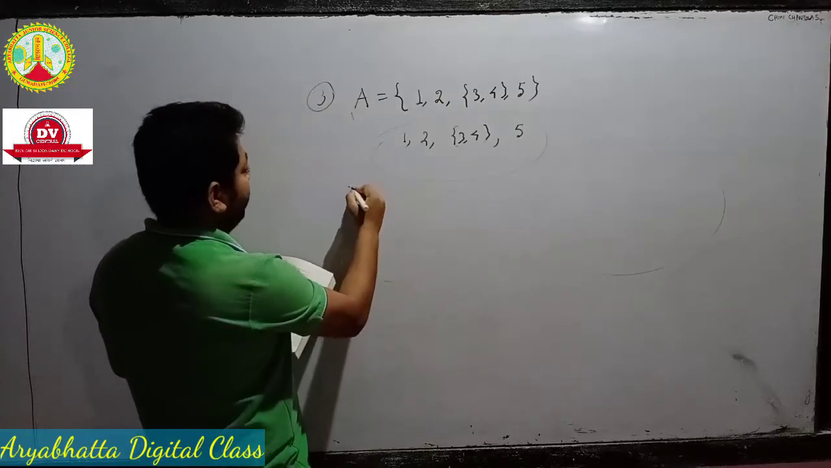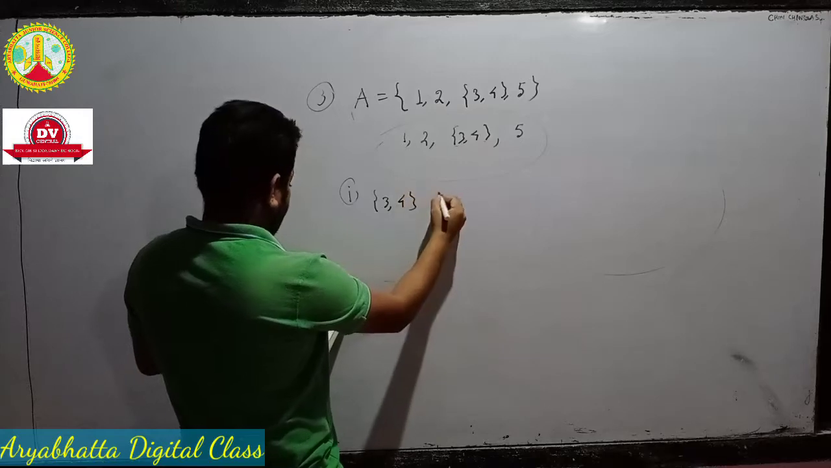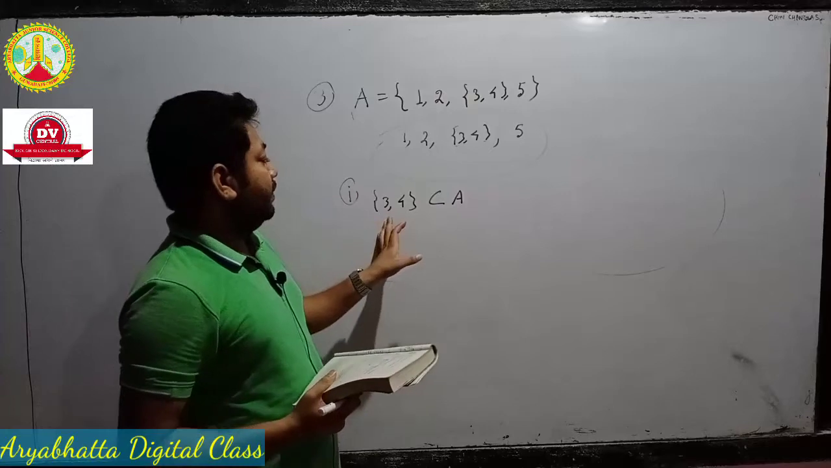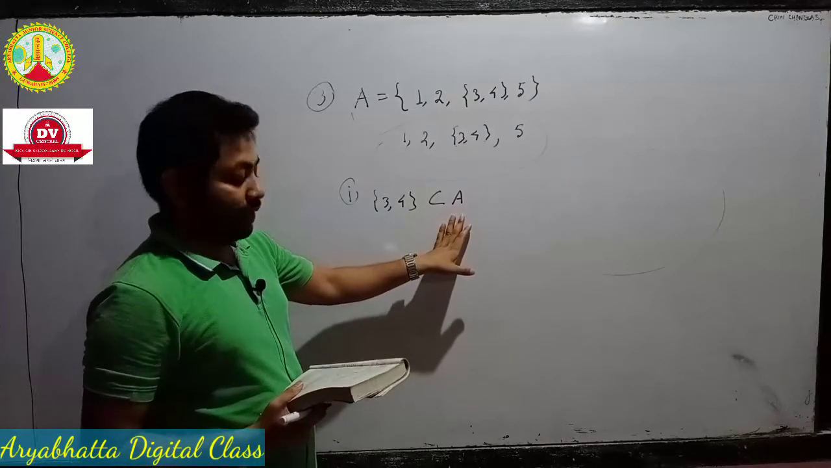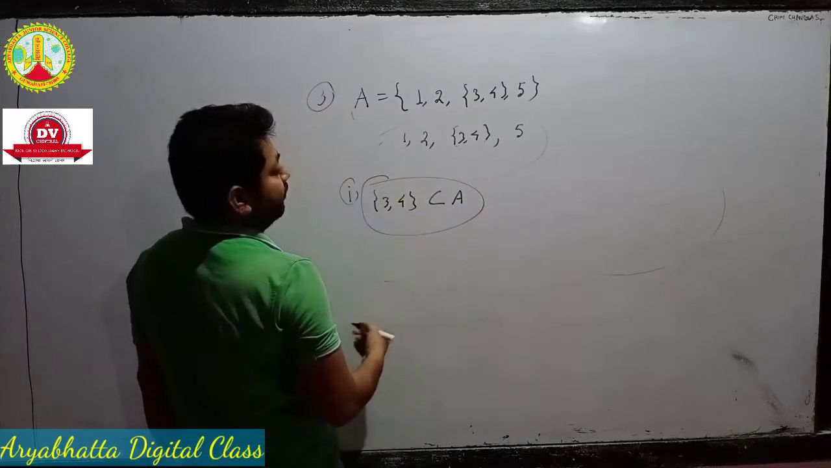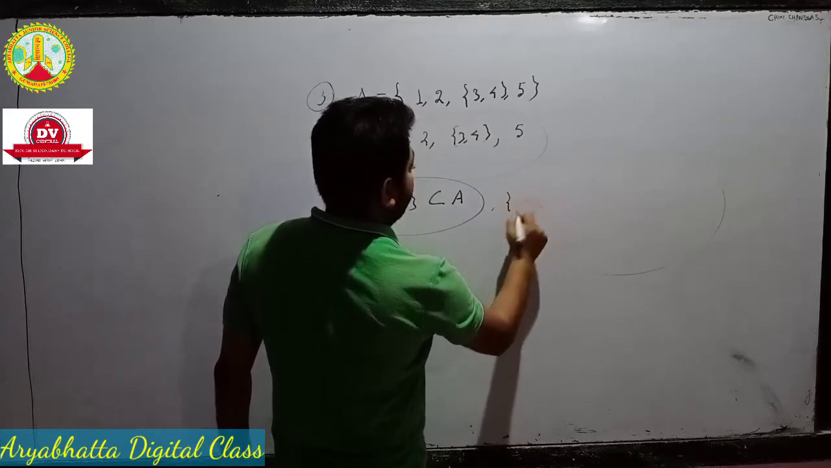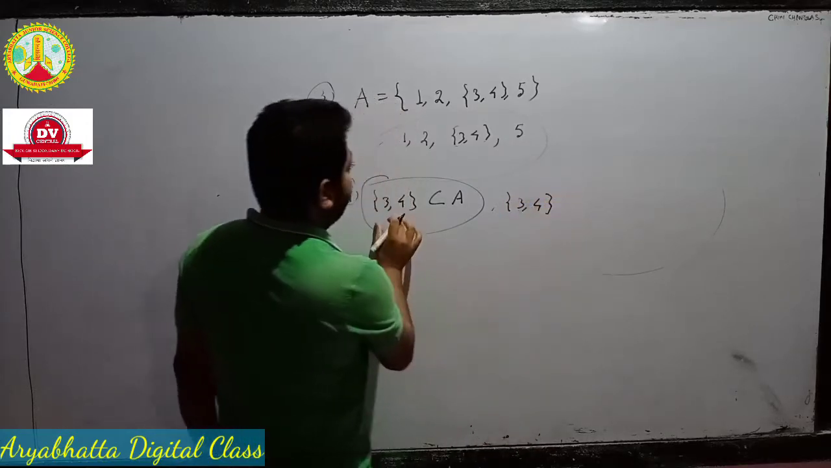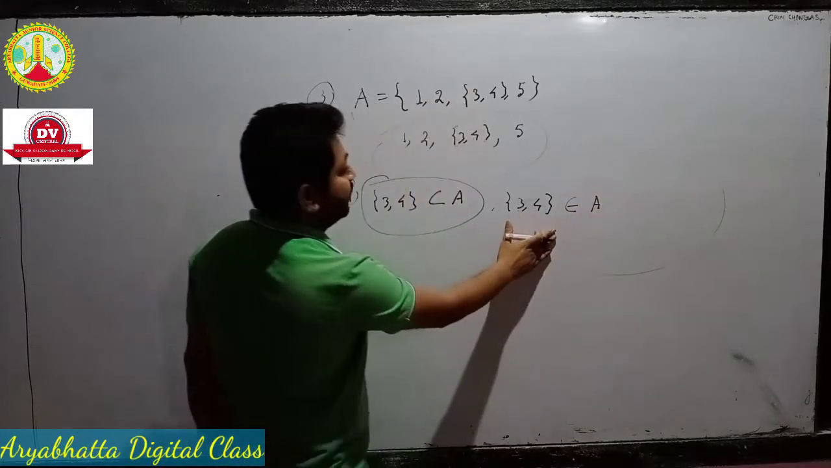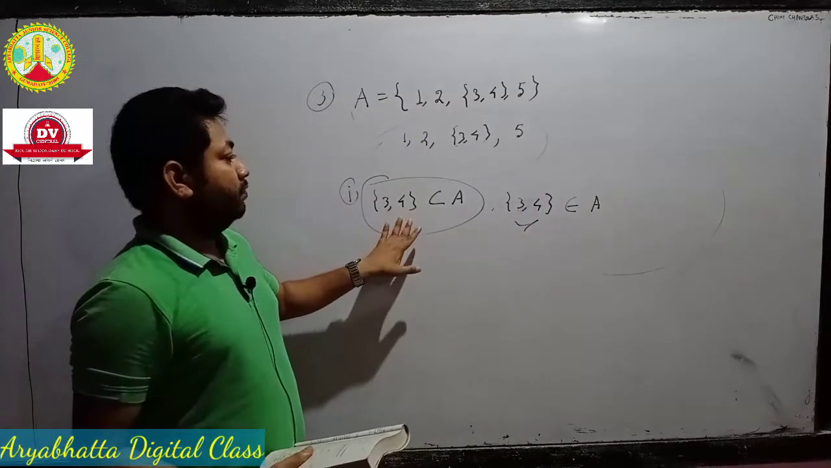Number 1: {3, 4} is a proper subset of A. This statement is false, because 3 and 4 are elements that belong to set A, but this is not a set. Therefore, this statement is false.